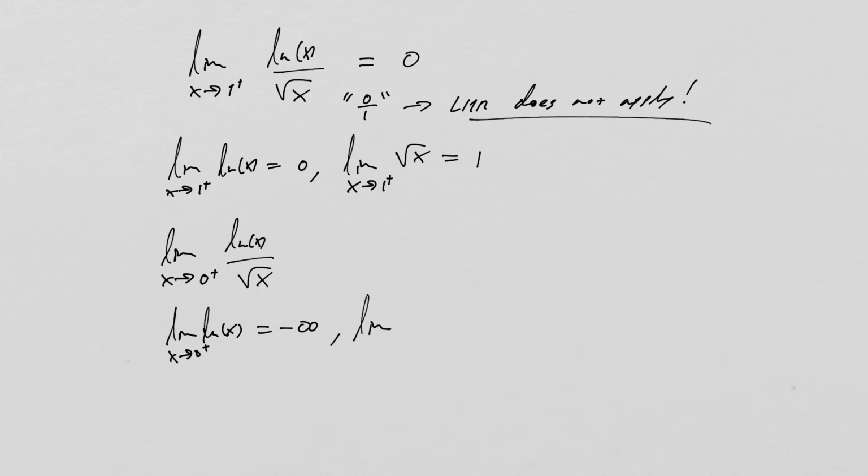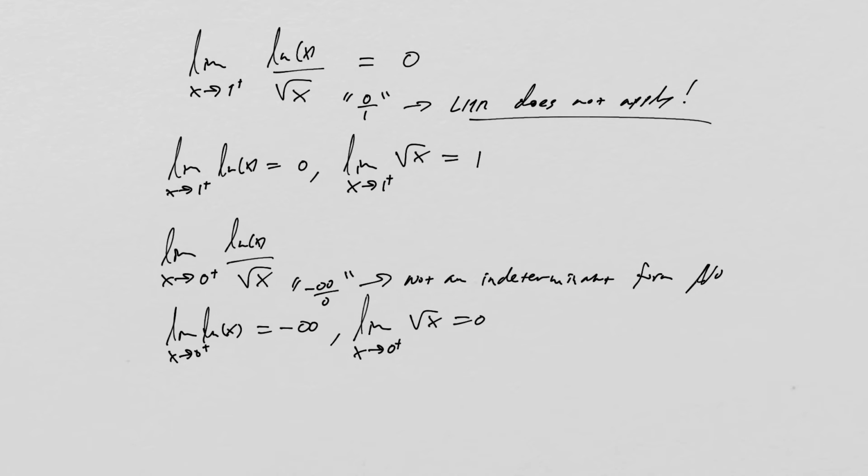And the limit as x goes to 0 from the positive side of root x is just equal to 0. All right, so my form is negative infinity over 0. That is not an indeterminate form, so no L'Hopital's rule here as well. This thing goes to negative infinity.